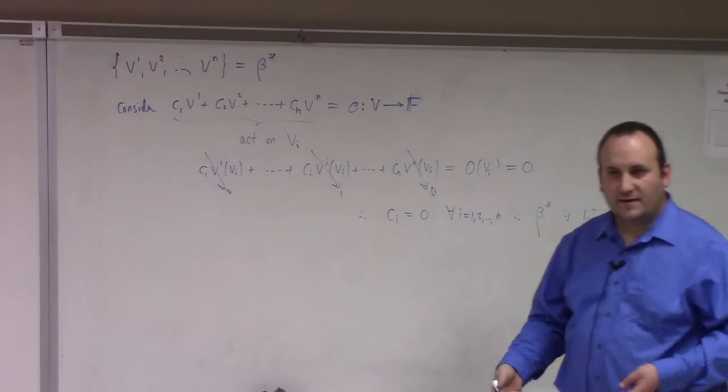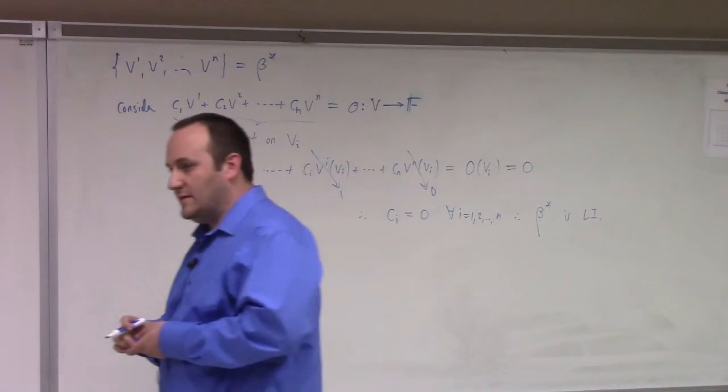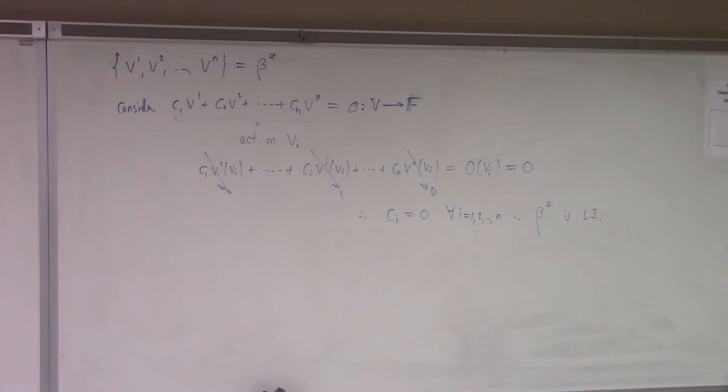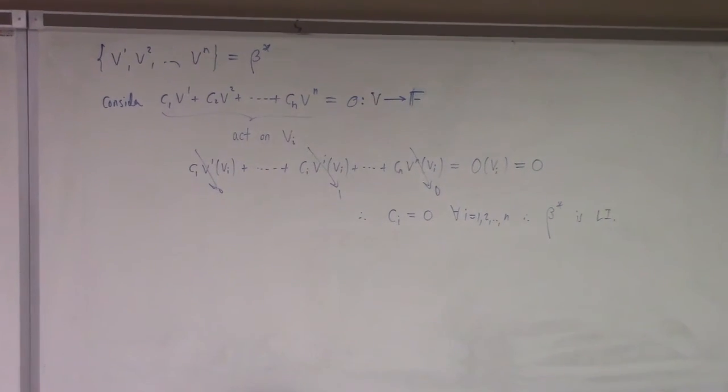Therefore, beta dual is linearly independent. So we have a linearly independent spanning set for the dual space. It is indeed a dual basis, which I think is kind of neat that it's that simple. Well, maybe you don't see it as simple yet, but trust me, it's simple.